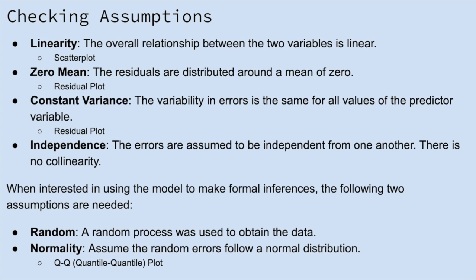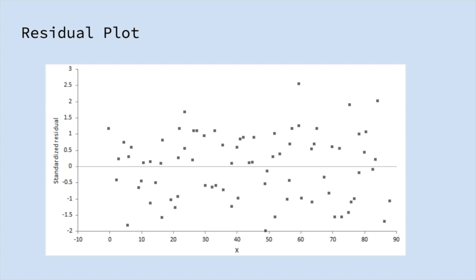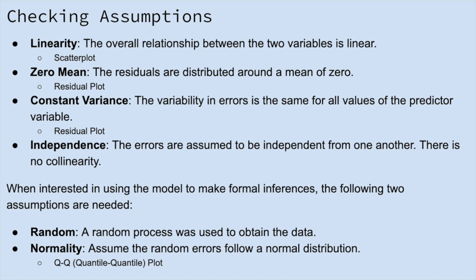Then we have constant variance. Constant variance can also be checked using a residual plot and refers to the variability in errors being the same for all values of the predictor variable. In other words, the distance between the observed value and predicted value is basically the same for all values of the predictor variable. Finally, we have independence. We must be able to assume that the errors are independent from one another, meaning there is no collinearity.